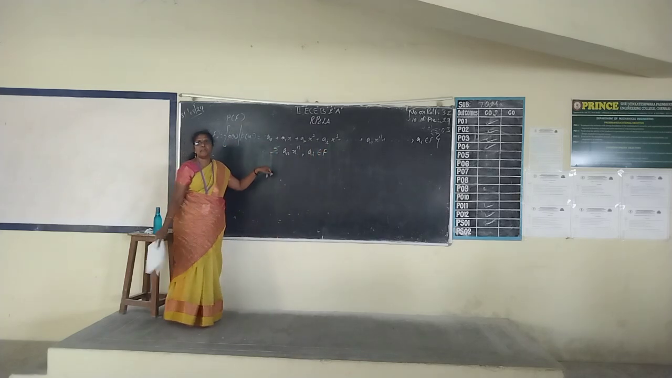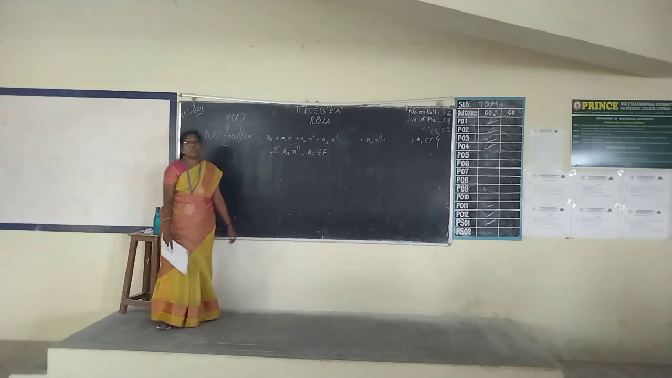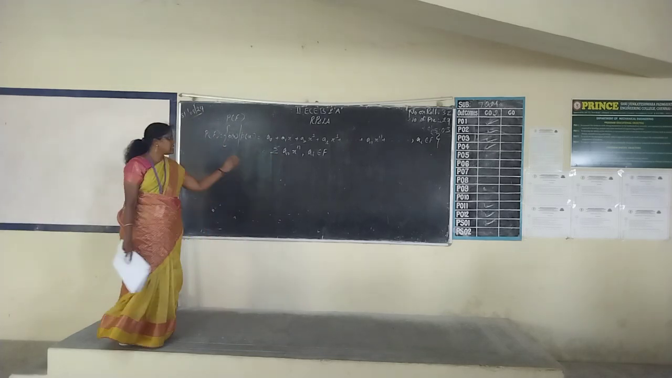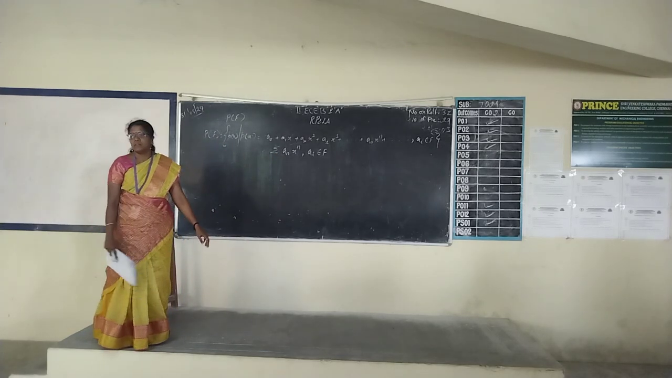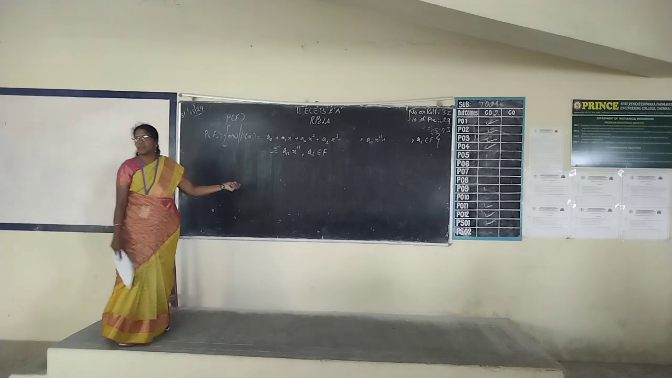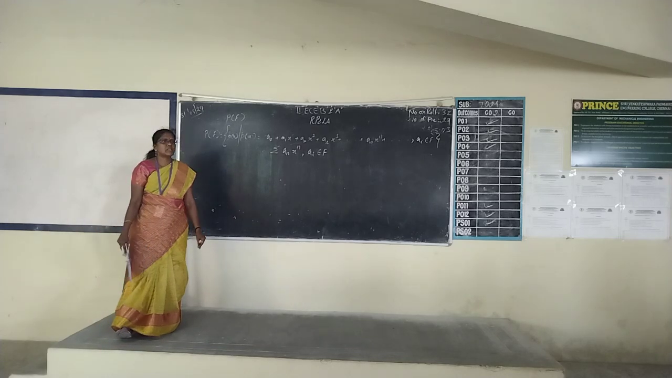General way of writing any polynomial: summation of an x power n, where ai belongs to F. Because of the problem we can't write this entire expression and prove it for everything. So we are writing a simple proof. Shall we start with the proof?